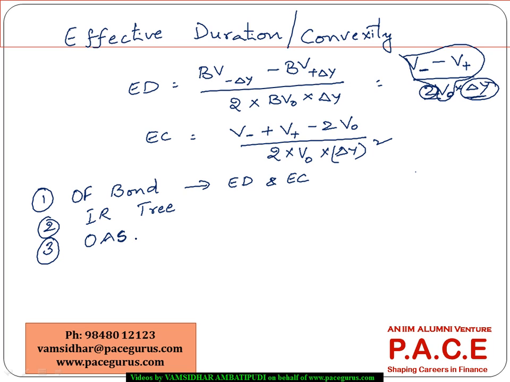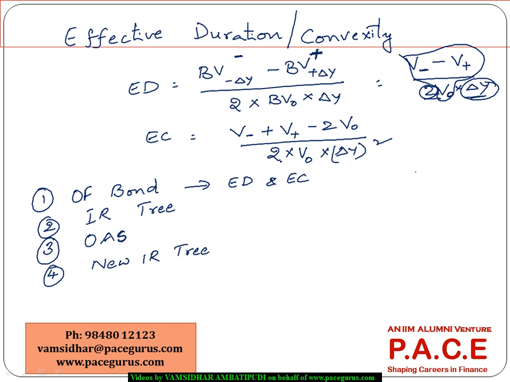Now give a small shock, minus, to the interest rates. You consider that the interest rates have either decreased or increased, because when I have to compute the duration, I am giving a shock to the interest rate. So make a new interest rate tree. Prepare a new interest rate tree based on the decrease and the increase in the interest rates.